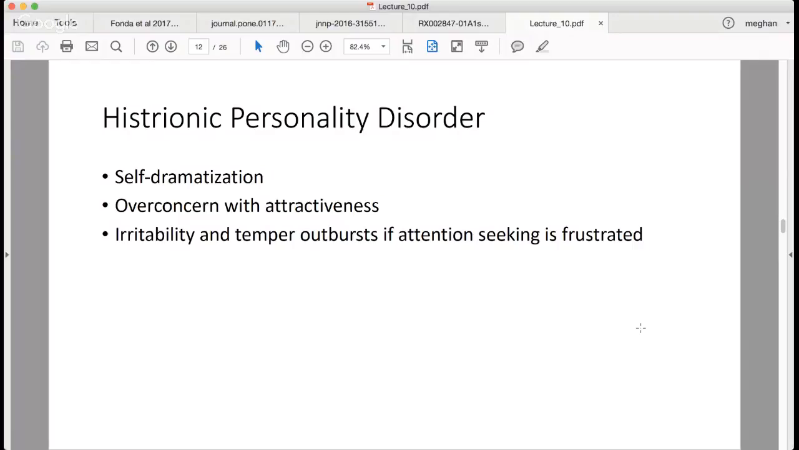Maladaptive schemas revolve around the need for attention to validate self-worth. There's been little research conducted due to the difficulty in differentiating this from other personality disorders. It's highly comorbid with borderline, antisocial, narcissistic, and dependent personality disorder diagnoses. And this is likely because of the overlap in personality traits between all of those disorders. It involves extreme versions of extroversion and neuroticism and a strong need for attention to validate sense of self-worth.